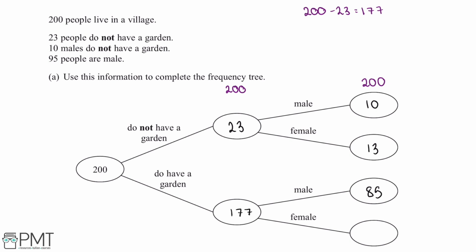And now in order to fill in this final circle, the number of females which do have a garden, we know that 177 people do have a garden and 85 of them are male. So therefore, if we do 177 minus 85, this gives us an answer of 92. So therefore we know that 92 females do have a garden. Now this question is worth 3 marks, and we'll get all 3 marks for filling in this frequency tree correctly.